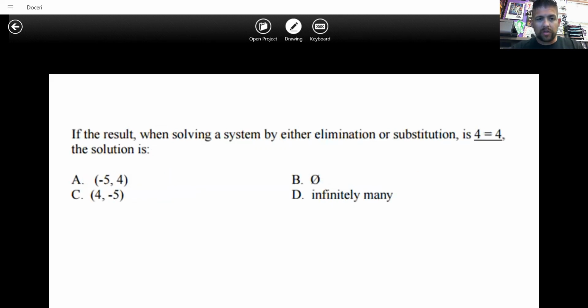If the result when solving a system by elimination or substitution is 4 is equal to 4, what do we know about the graph? Is it a true or false solution? Do we have an x equal to a value or a y equal to a value? In this case, we don't have either x or y in there. It is still a true statement. So in this case, we have infinitely many choices we can choose, because no matter what we plug in, it's going to give us the same answer, okay?